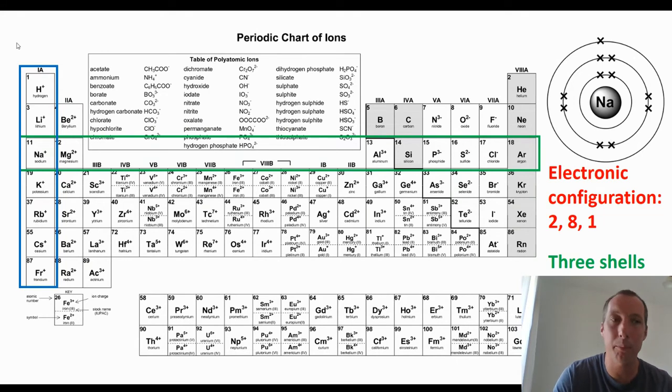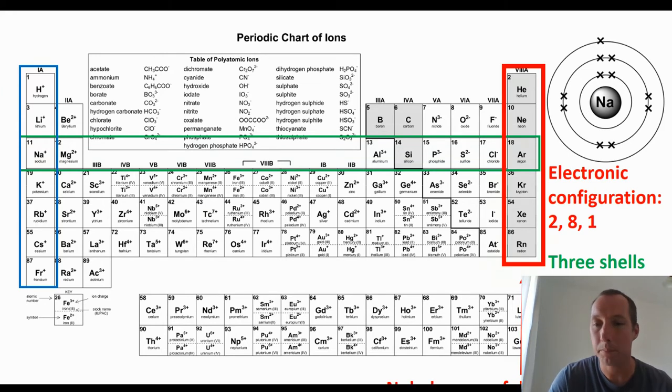Now remember, when it comes to groups, okay, where it says 1A above hydrogen here, this is group 1, beryllium, group 2. I jump all the way across the transition metals to boron, group 3, carbon, group 4, nitrogen, group 5, oxygen, group 6, fluorine, group 7. Okay, so the periodic table is linked to the electron structure of the atoms.